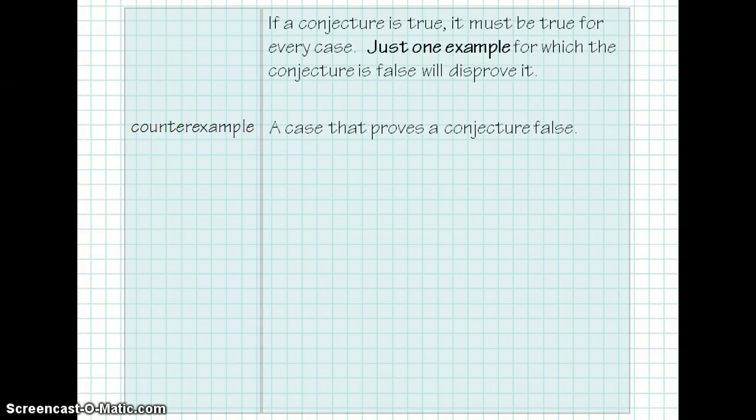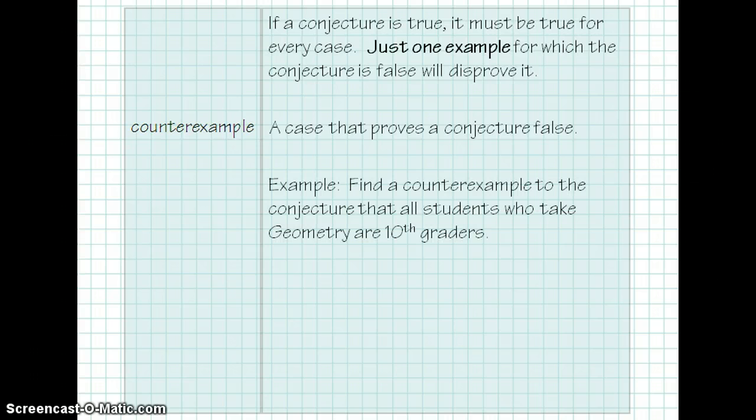He's not a bad kid. Okay, that's a counterexample. Or again, whenever your parents are telling you that something is always true, if you come up with some reason why, well, no, that's not always true, that's a counterexample. Here's another one. Find a counterexample to the conjecture that all students who take geometry are 10th graders. Well, if you're one of my students, you are yourself a counterexample because you are not a 10th grader.